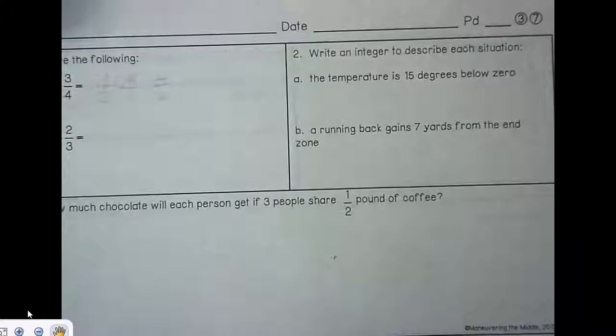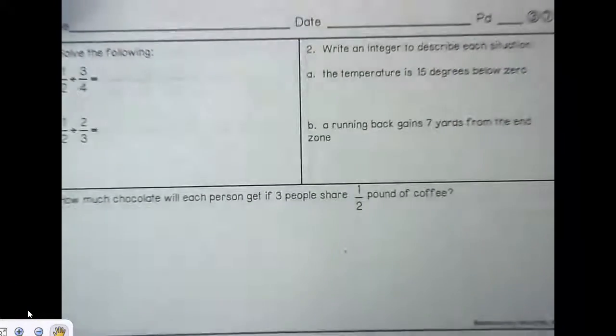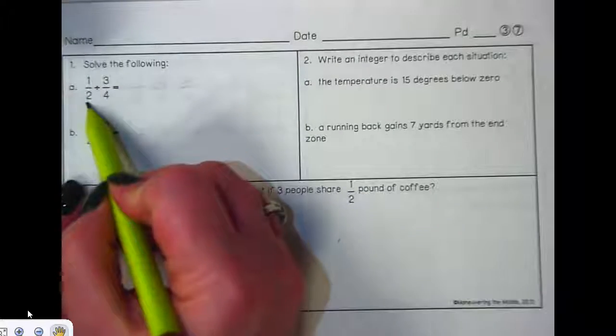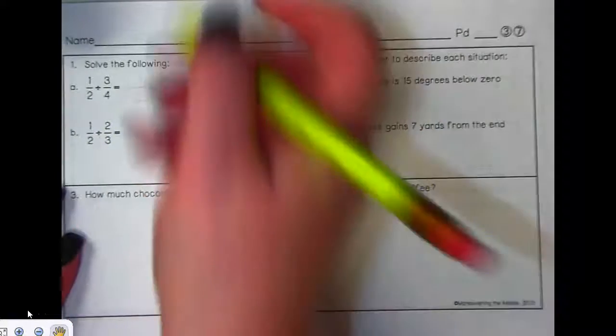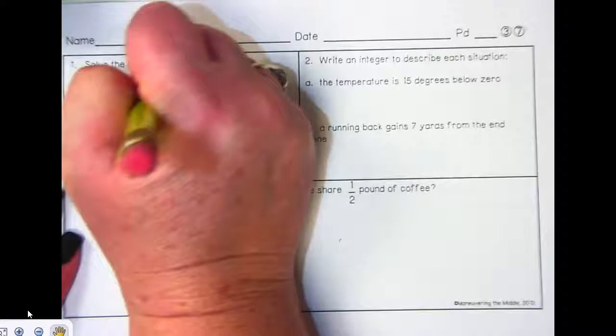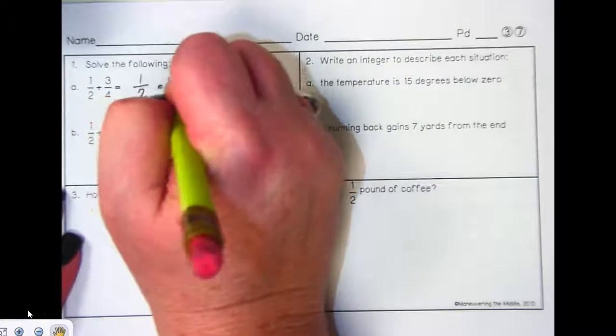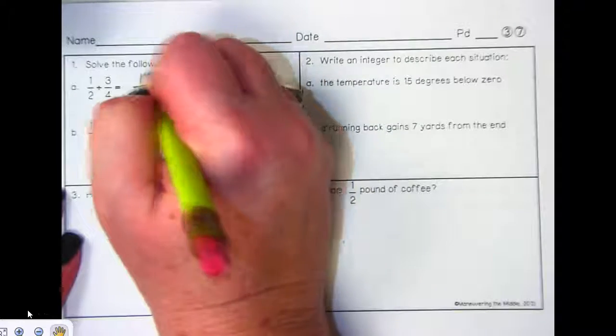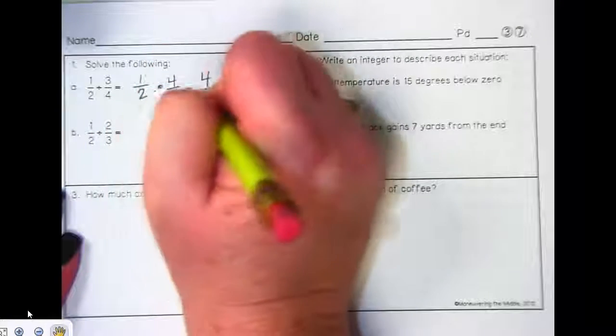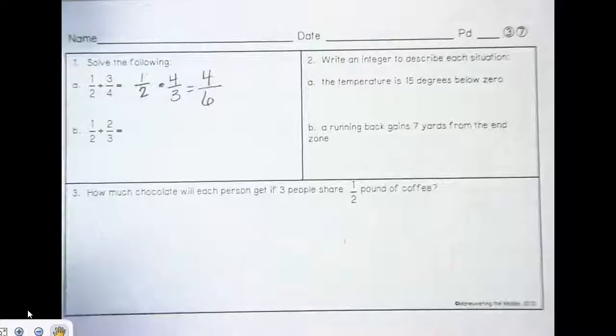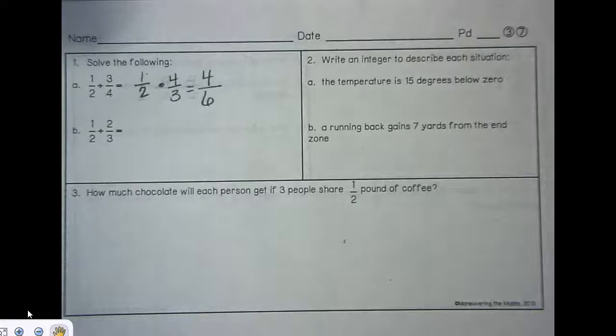All right, let's take a look at warm-up 37. All right, to divide fractions, change to multiplication, use the reciprocal. So 1/2 times the reciprocal of 3/4 is 4/3. 1 times 4 is 4. 2 times 3 is 6. And if I simplify 4/6, what do I get?